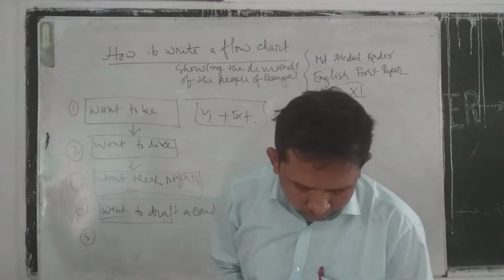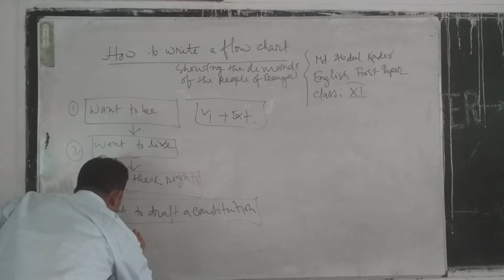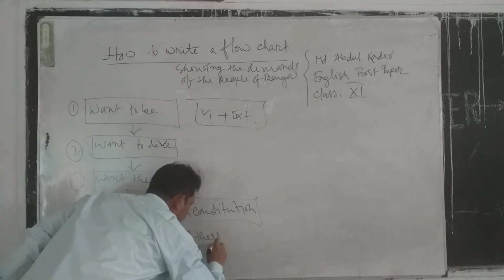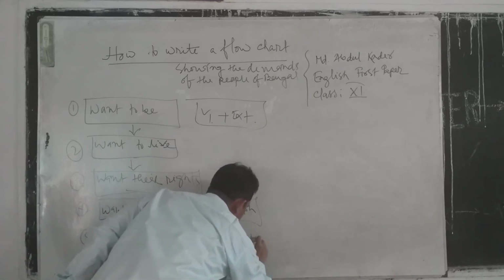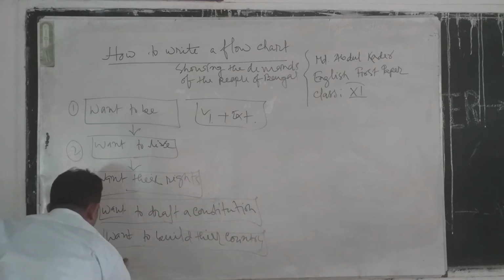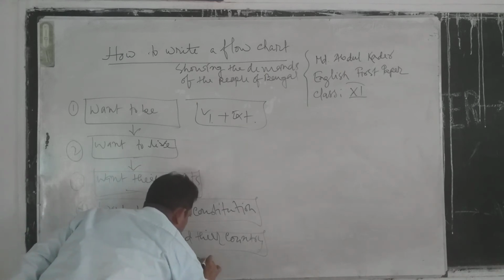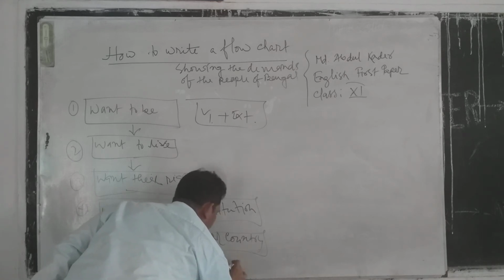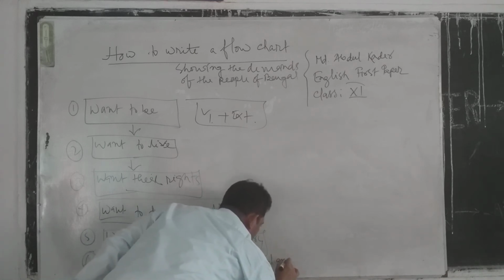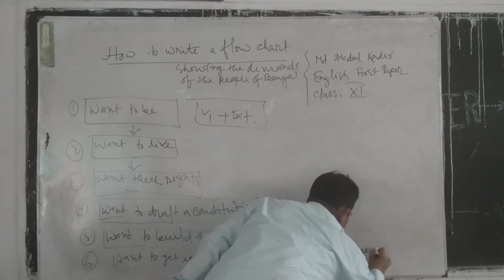Next, to build: want to build their country. Want to build their country. Number 6, want to get economic, political and cultural freedom. Cultural freedom.